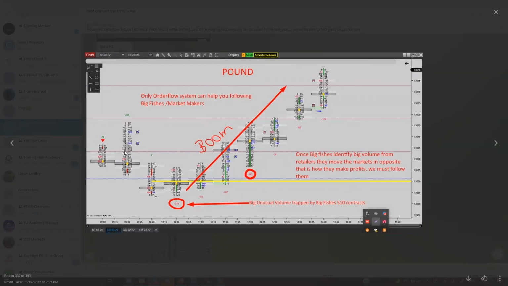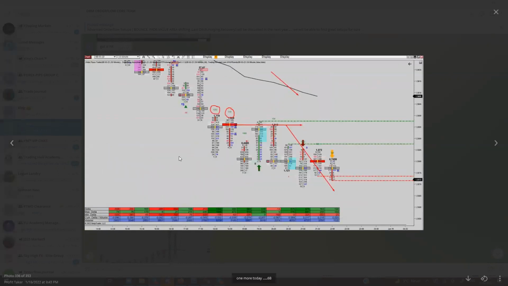So when the price is coming here at the low volume node, and you're seeing multiple candles happening with a big stopping volume, then you know what is going to happen. The same thing happened today also, Euro USD. Again, same thing.